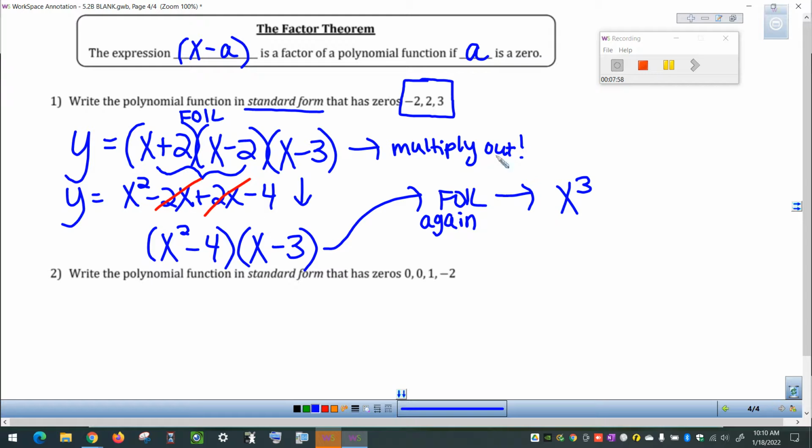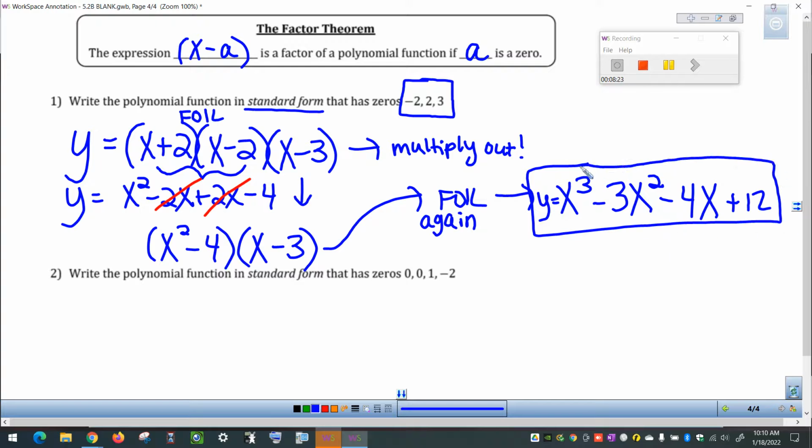When we do the outside terms, it's going to be negative 3x squared. When we do the inside terms together, we're going to do minus 4x. And the last term times the last term, negative 4 times negative 3, is positive 12. I'm going to put another little y equals in front. There are no like terms that we can combine because we don't have anything where the variable part is exactly the same. Even though a lot of them involve an x, the exponents are all different. And so this is our final polynomial answer that's in standard form.